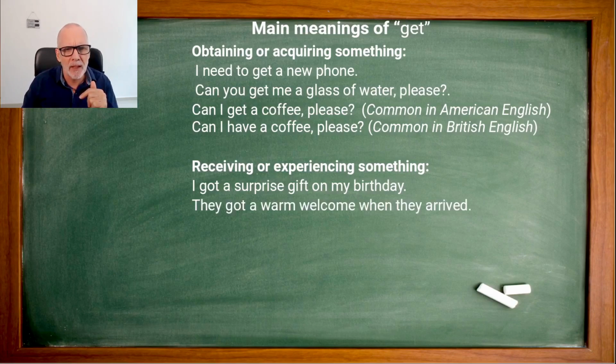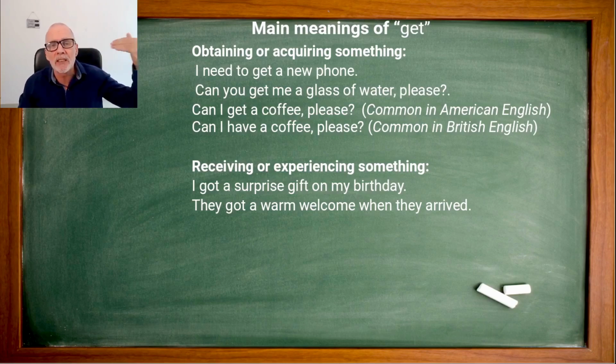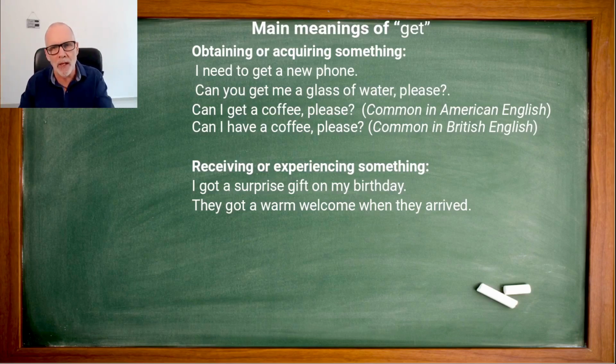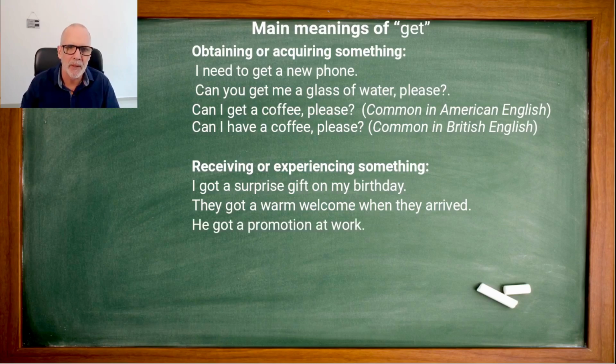Next, we have: they got a warm welcome when they arrived. So in this case, they received a warm welcome, but this wasn't a tangible thing. A warm welcome is not something tangible. It's not something physical. They experienced a warm welcome. So that's why at the top I've got receiving or experiencing for something.